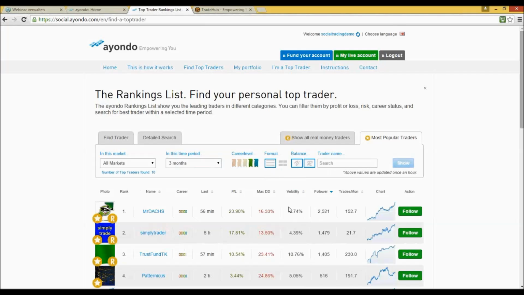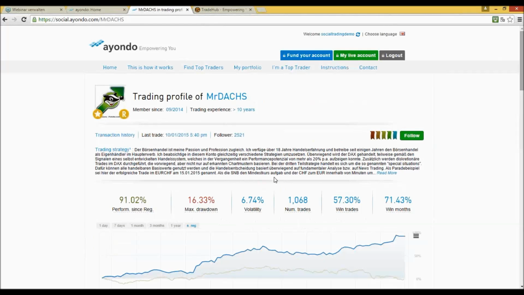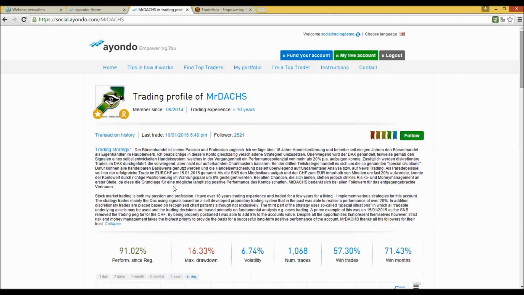I've showed you how you can add a trader by clicking on this follow button. The second way is by clicking on the actual trader's name. So when you're in the actual information box, you can just simply press this follow button here. What we can also see, again, as I said to you, if the trader wishes, they can input their trading strategy. Mr. Dax here, by the looks of it, is in German, but if you click on read more, you should see a translated version of his description and what he actually does.